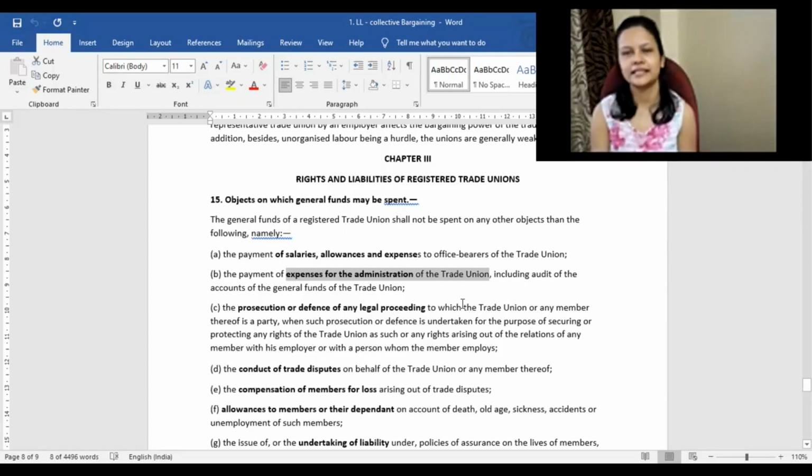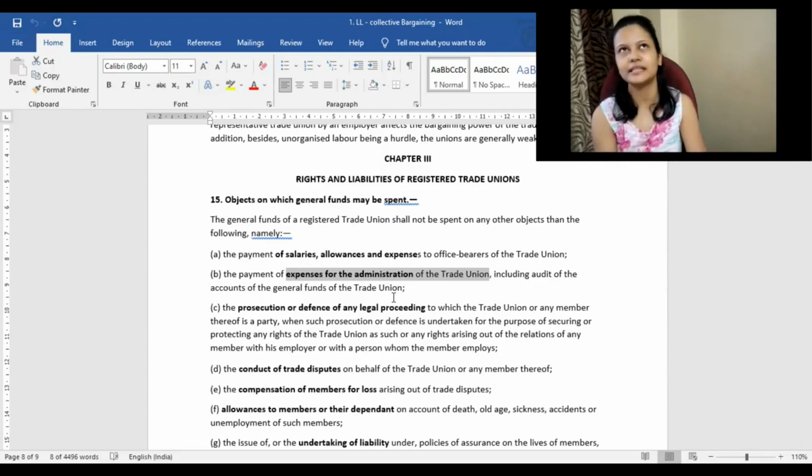We saw, right, that a registered trade union becomes a legal entity. Law recognizes it as a juristic person. Like a normal person, it can also file a case, defend itself and all that. So for prosecution or defense of any legal proceeding to which the trade union or any member is a party, if someone files a case against the trade union, or the trade union wants to file a case, in those matters, money will come from the general fund only.